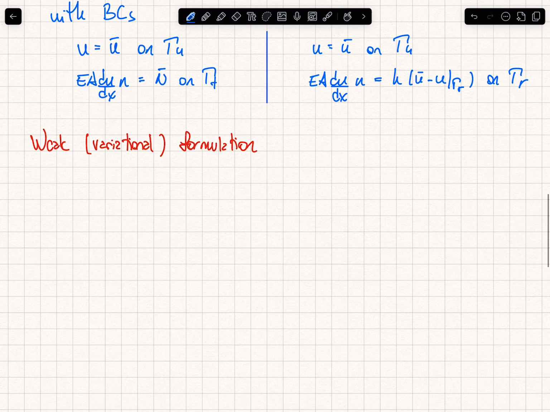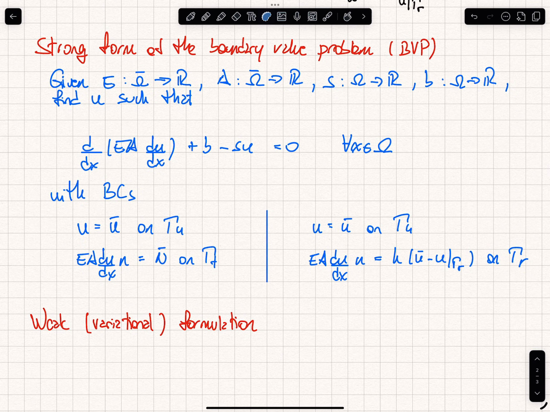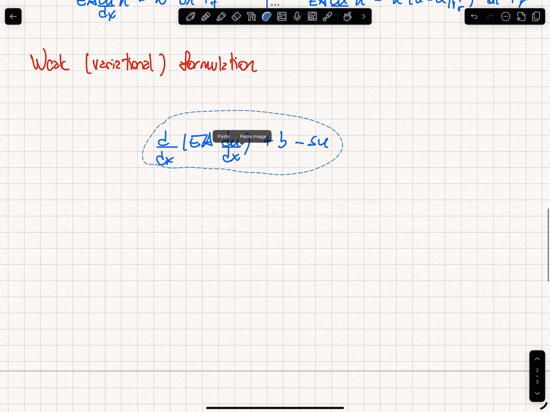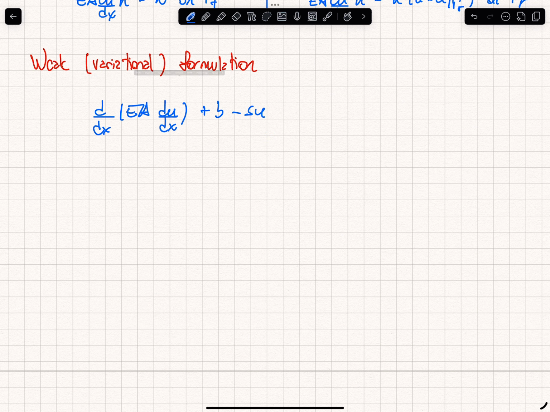So what we do is we take our differential equation. You already know this from the nonlinear mechanics class. And then we say, well, we're going to multiply that by some function that we call a weight function or a test function. We're going to integrate that over the domain. And then we're going to say that that is going to be equal to 0 for all test functions in some space of functions, right? We're going to talk a little bit about what the space of functions is.